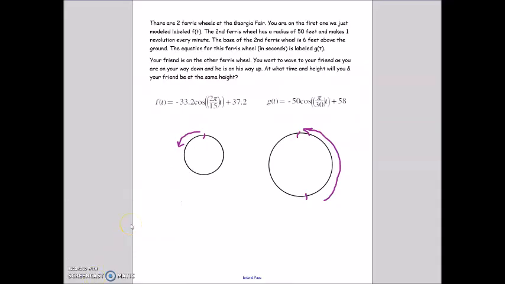So let's just add one little challenge problem here, since we're talking about calculators and what they can do to help us figure things out. Let's say as a challenge problem, we have actually 2 Ferris wheels. We have the first one we just did, and we've labeled that equation f of t. And then the second Ferris wheel has a radius of 50 feet and makes 1 revolution every minute. The base of the second Ferris wheel is 6 feet above the ground. The equation for the second Ferris wheel is labeled g of t.